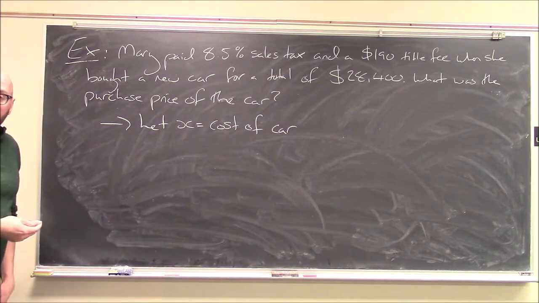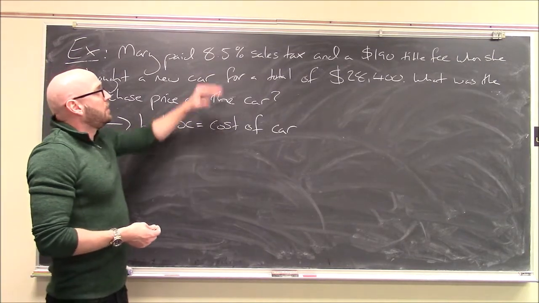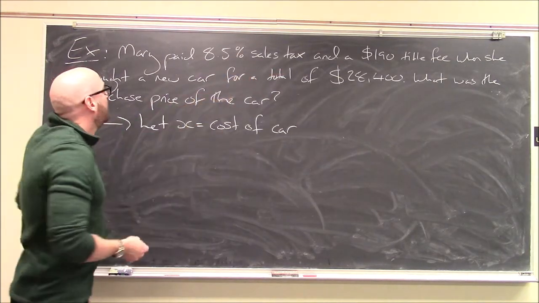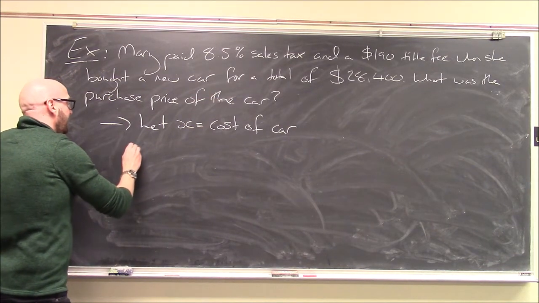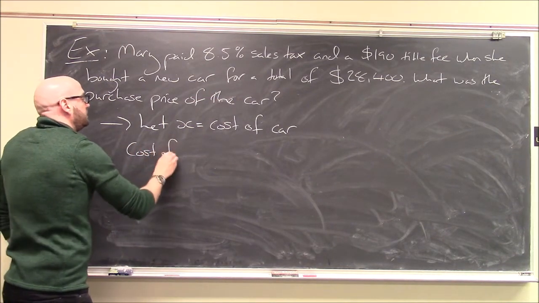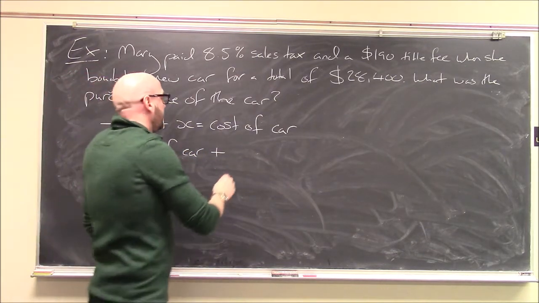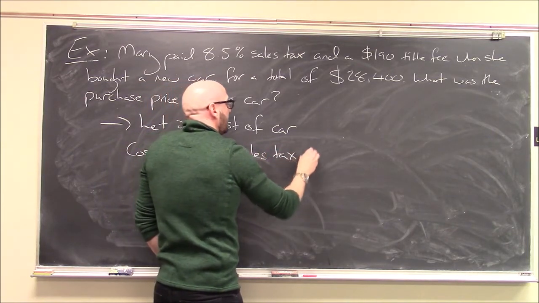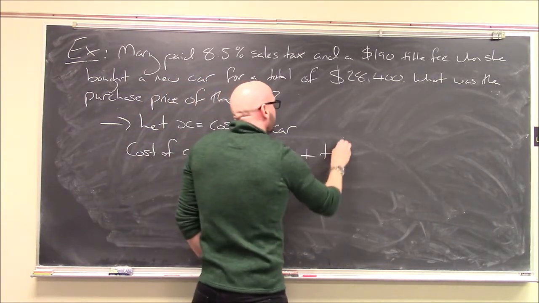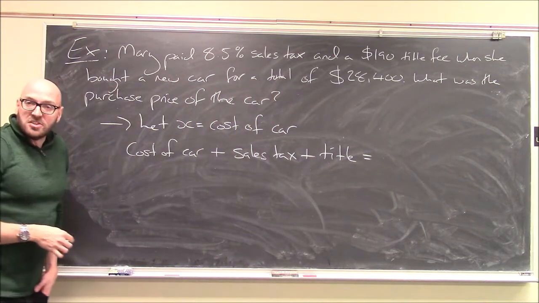And now I need to set up an equation. I want to figure out all the different pieces that Mary paid. And what does she pay? Well, she pays the cost of the car. What else does she pay? She pays the sales tax. And she pays the title fee. And that's the sum of everything that she paid, right?